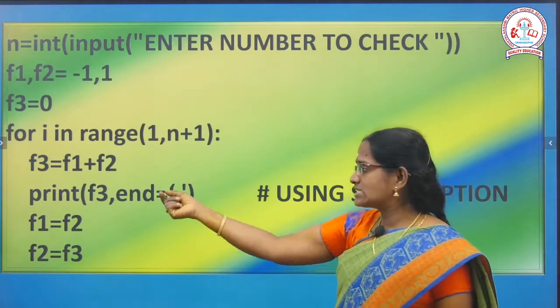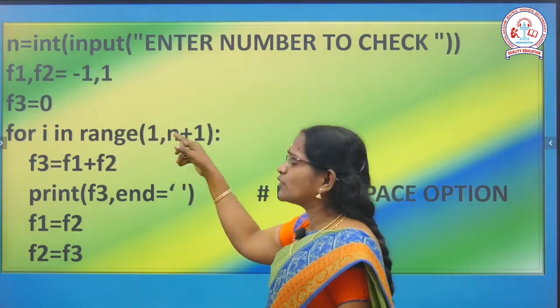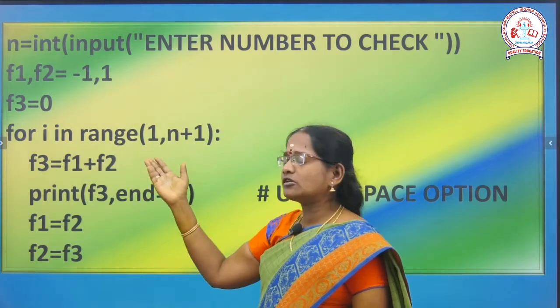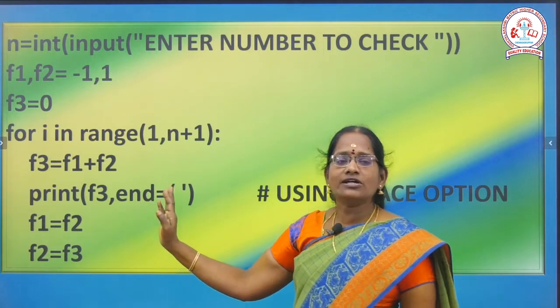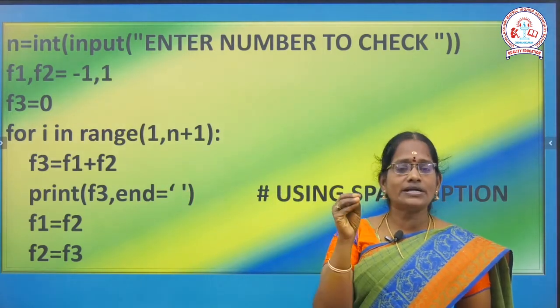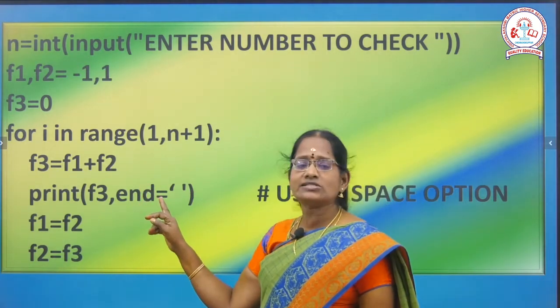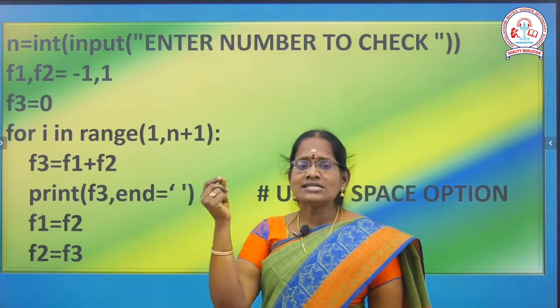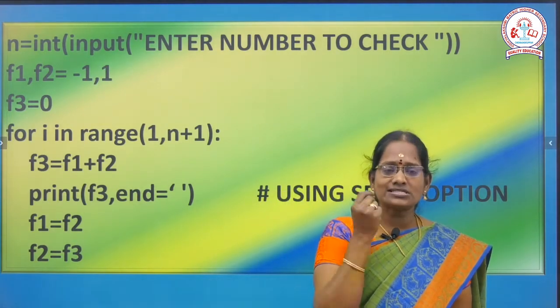In this situation, print as usual: for i in range 1 to n plus 1, f3 is equal to f1 plus f2, then print the value f3. At the same time, the next value we want printed nearby the first number. For that purpose only we are using end is equal to a slight gap, open quotation and then close quotation, which produces a simple gap.